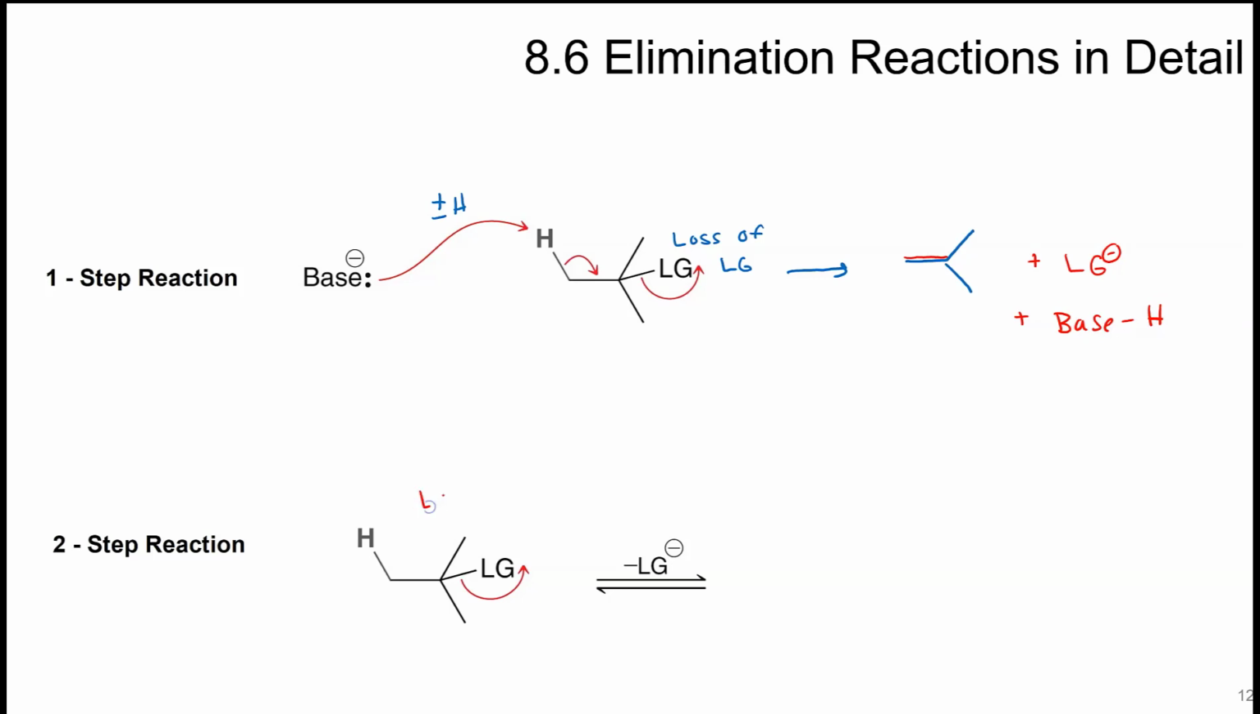In the two-step reaction, we get the loss of the leaving group, which forms a carbocation. And then we have a base which can grab that hydrogen, and those electrons go to form that double bond. So this is a proton transfer, that double bond, plus base H. So it's all about that base.